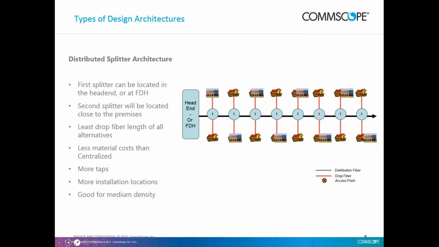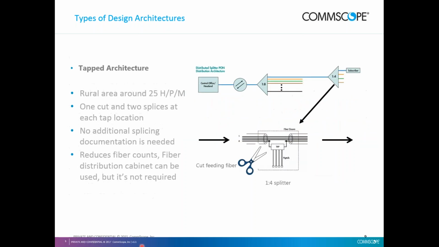Okay. So then we'll talk about tapped architecture. I think that's what you're referring to, Bill. In this case, best for rural applications, 25 homes passed per mile. And typically all you're going to have is a distributed PON type cabinet out in the field where we're going to place one type of splitter.